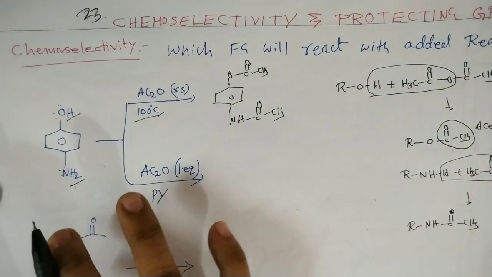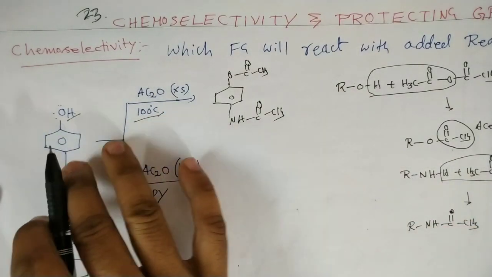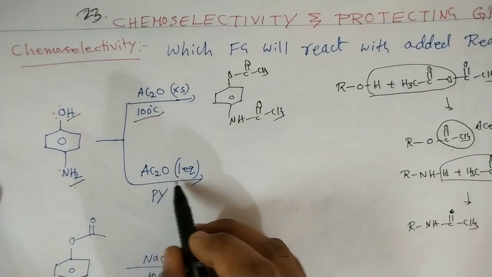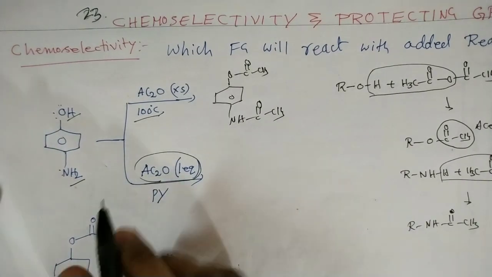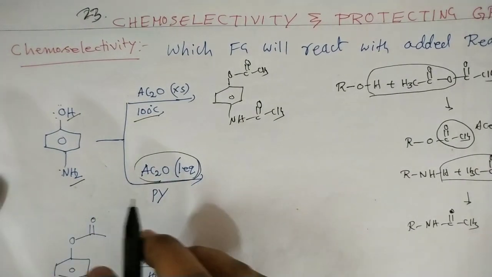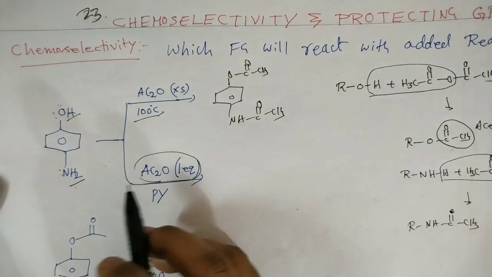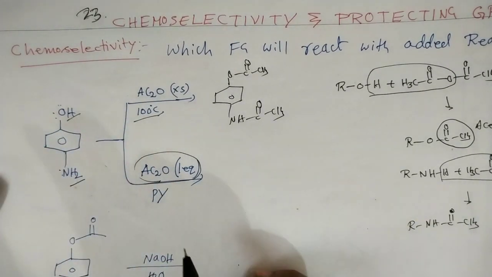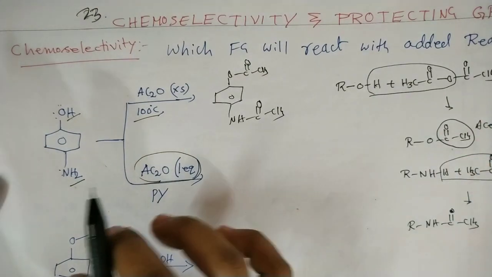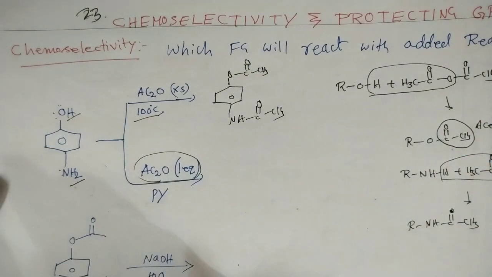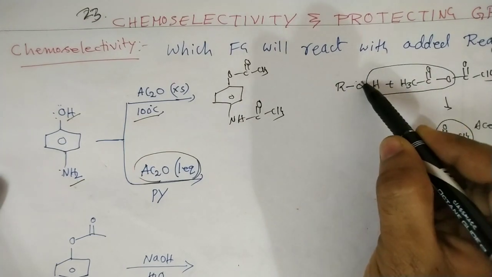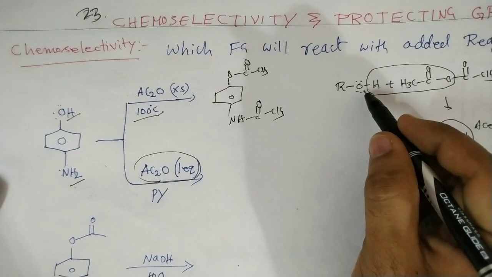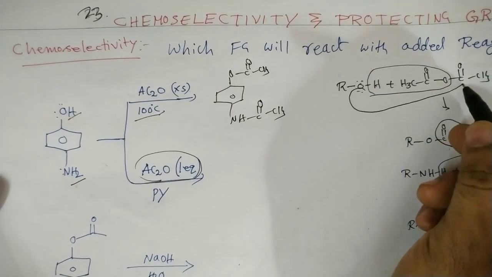So in this case, reaction takes place on both functional groups. But whenever we take acetic anhydride in one equivalent, one equivalent means either the OH or the NH2 hydrogen is replaced by the acetyl group. We can explain this reaction based on the mechanism. Here the alcohol acts as the nucleophile, and this nucleophile attacks the carbonyl carbon.